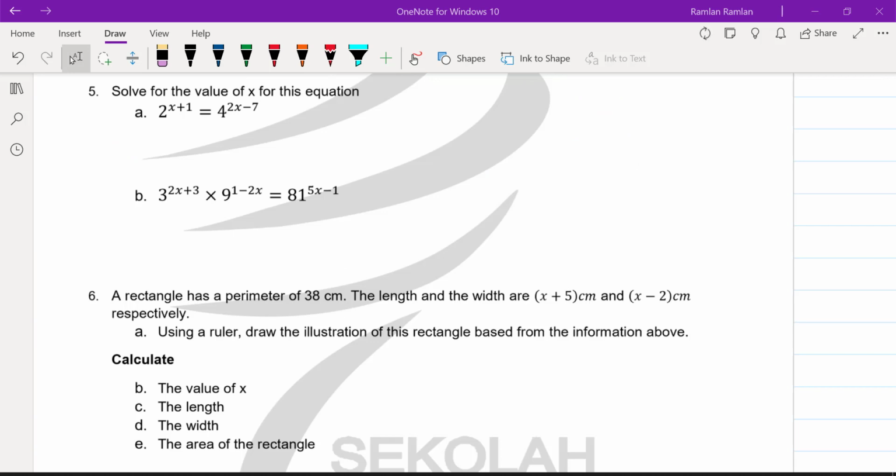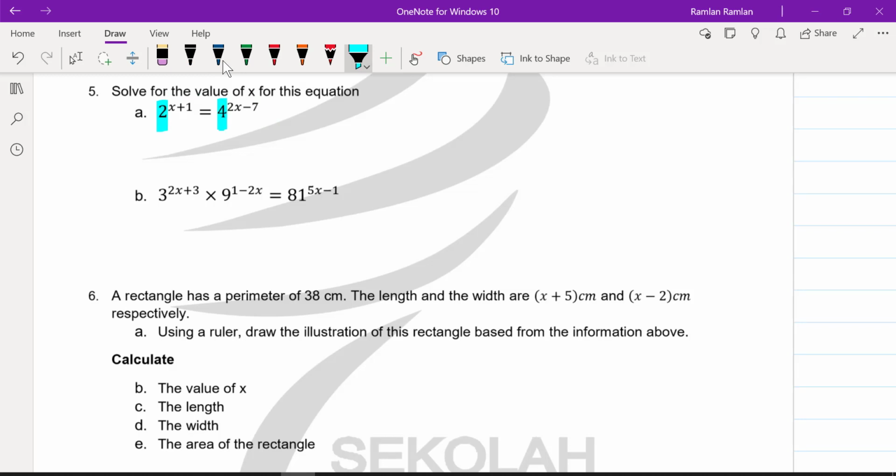Okay, move on to number 5. Here we have: solve for the value of x for this equation. This time we have an exponential equation in which the variable is in the power, right? For this kind of question, the first thing we need to make sure is that both sides of the equal sign have a single index and the same exact base. Here this is in single index form, and this is also in single index form, but they do not have the same base. Here we have 2, and here we have 4.